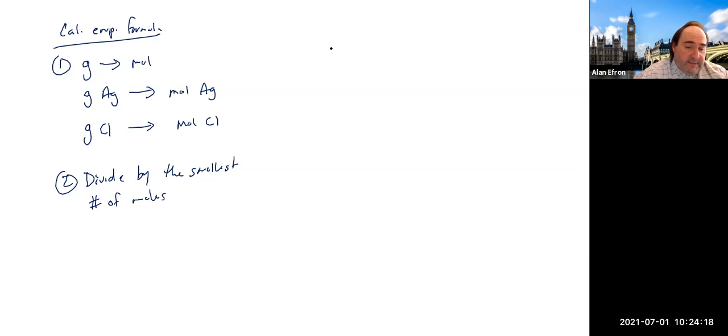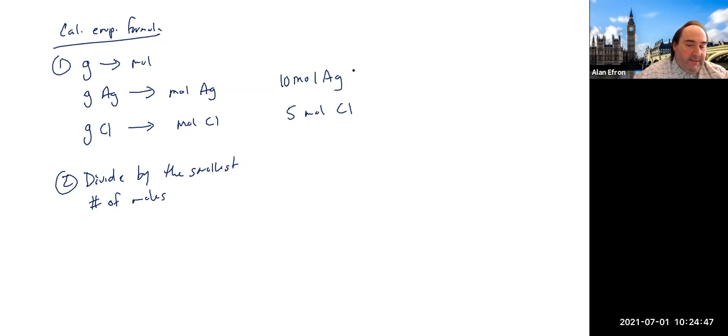So what does that mean? Let's just say, for example, we'll do 10 moles of silver. These are not the right answers, 100%, I'm just making these numbers up. And let's just say we did the conversion and we got 5 moles of chloride.